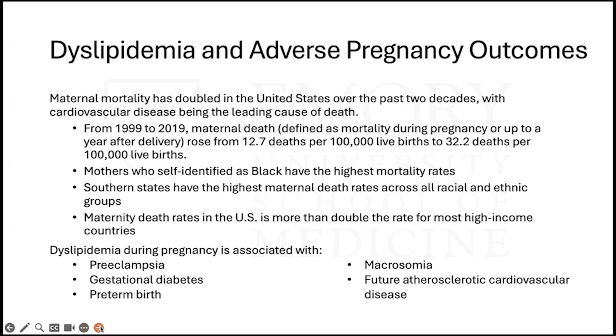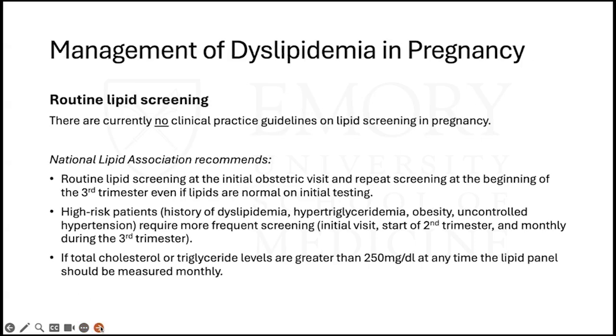And so what do we do about it? Well, first, I think that we have to figure out how we could identify when dyslipidemia in pregnancy is happening. Like I said earlier, there are currently no practice guidelines on lipid screening in pregnancy. However, the National Lipid Association does provide some recommendations that you can consider following. So what they recommend is routine lipid screening at the initial OB visit, and then a repeat screening lipid panel at the beginning of the third trimester, even if lipids are normal on the initial testing.